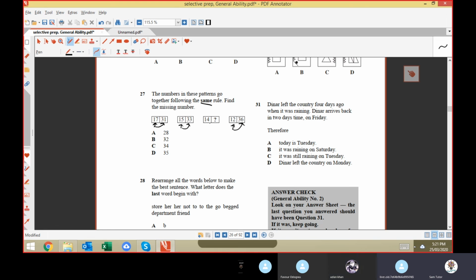Wait, you think it's 28? Why? What's your reason? Because it's the only one that has 20. Nah, you can't do that. D. What's your reason? For 17, there's 31, and for 15, there's 33. 14 is a smaller number than 15, and it would be plus 1 more. I don't know if you can do that.